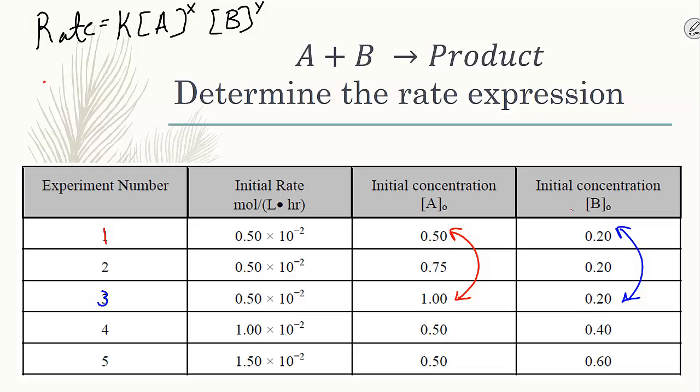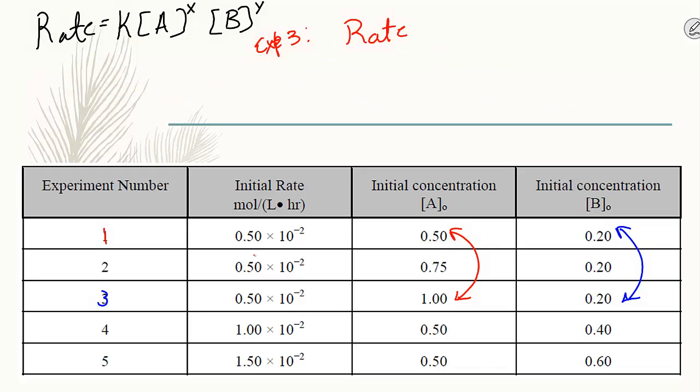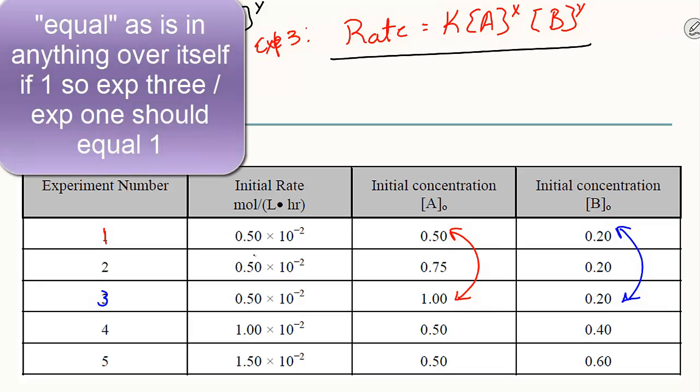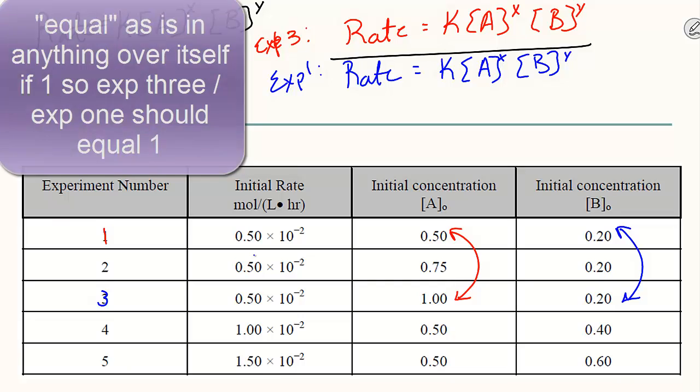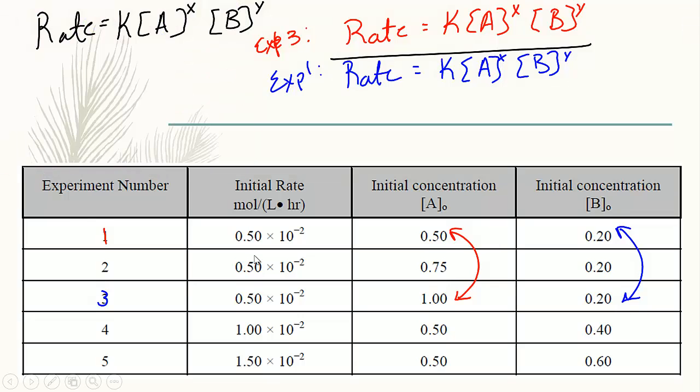To do this mathematically, I suggest you put the higher concentration as your numerator. So I'm going to put experiment 3 as my numerator. And again, experiment 3's rate is going to equal K times the concentration of A to whatever its order is, times the concentration of B to whatever B's order is. And I can set that equal to the rate of experiment 1.